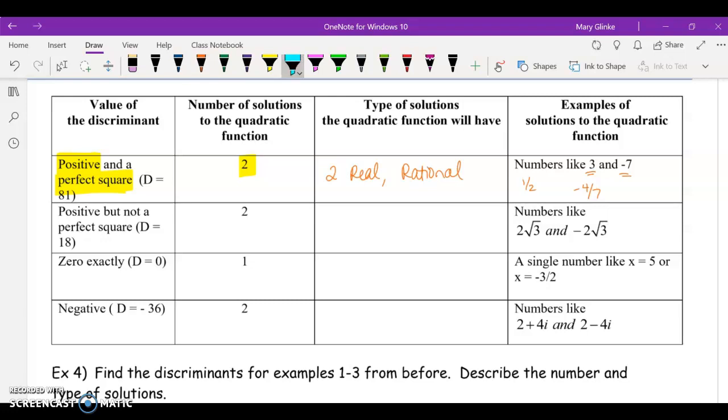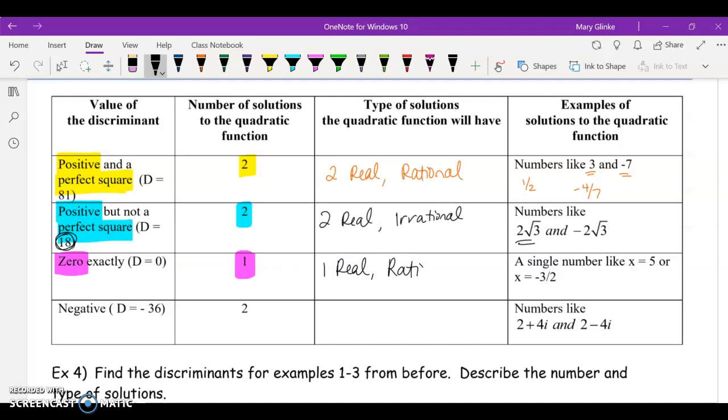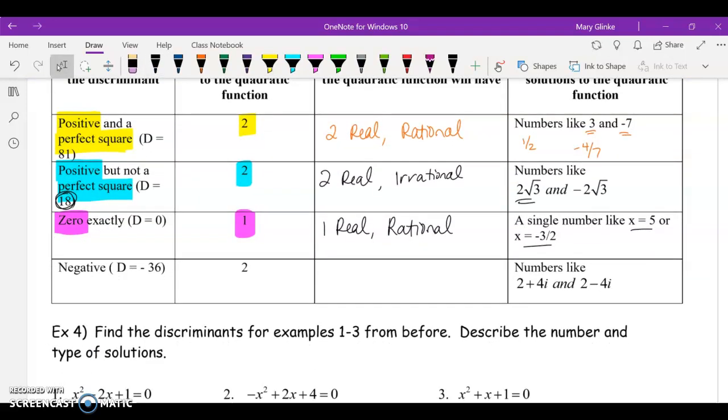The next case is when you have a positive discriminant, but it's not a perfect square. You will still get 2 real solutions. So there's 2 real solutions, but because you can't square root it, they're going to be irrational. So that's going to give you solutions like 2√3 and -2√3. If your discriminant is 0, you're only going to get 1 solution, and it will be 1 real solution, but it's also going to be rational because you don't have that square root part anymore. So you'll get a number like 5 or -3/2, but you'll only get 1 number.